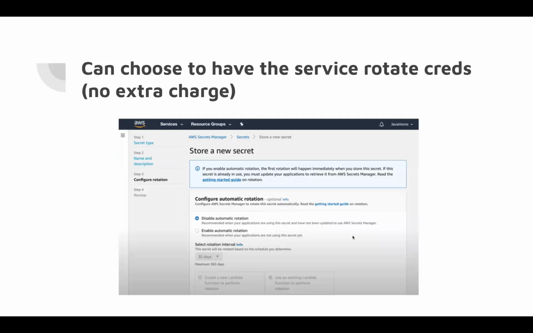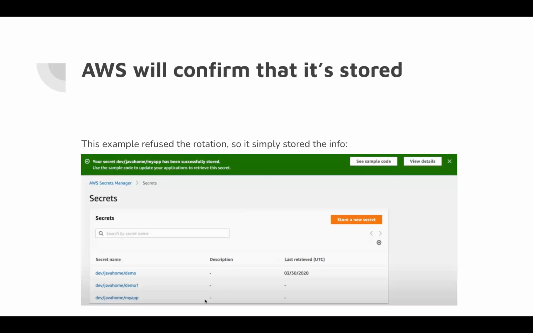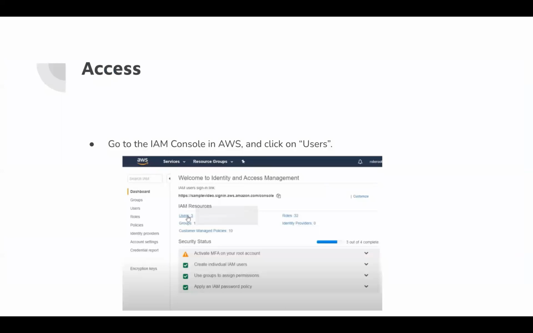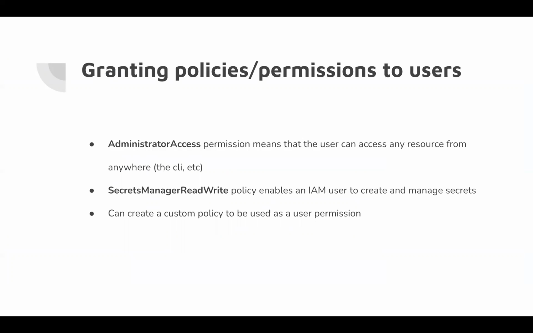AWS can rotate these credentials automatically, which is kind of cool. It confirms that it's stored, if it's working. You could also give your users, like if I work at a company with 3 people and I only want 2 of them to be able to do things with this, I could be pretty granular with the permissions. These policies are called IAM, Identity and Access Management policies, so you can grant policies and permissions.